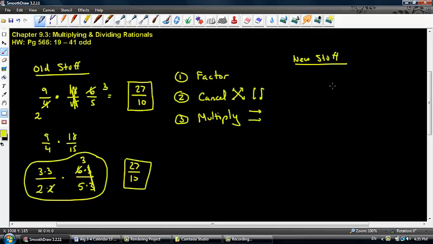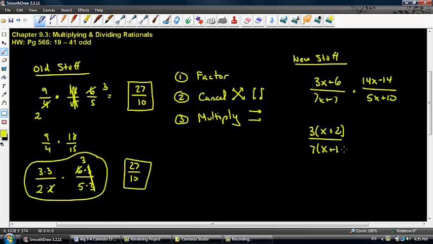So how does this apply to an algebraic rational expression? Well, if we look at the new stuff here, if I say (3x plus 6) over (7x plus 7) times (14x minus 14) over (5x plus 10), I'm going to go ahead and factor first. The top left, I'm going to pull a 3, so I get x plus 2 on the inside. The bottom, I'm going to factor out a 7, that is x plus 1 on the inside. Times top right, I'm going to factor out a 14, that leaves me with x minus 1. And then the bottom, I'm going to pull a 5 out of there, so I get x plus 2.